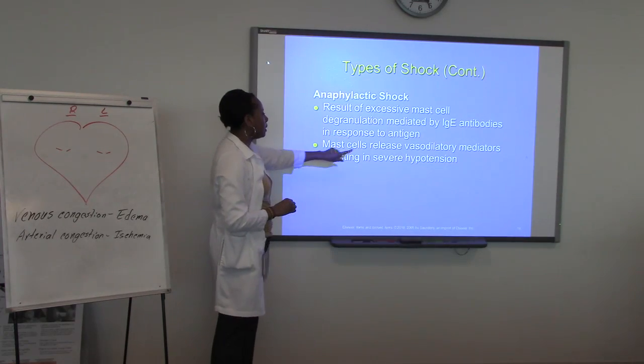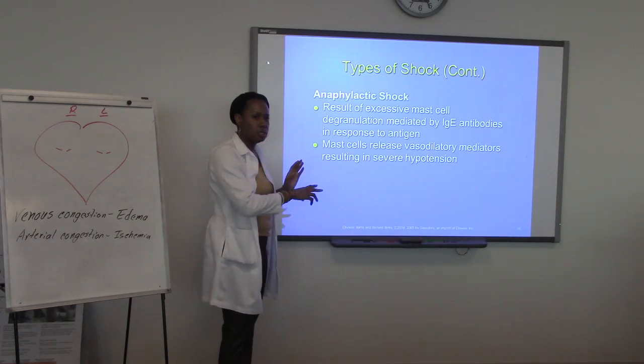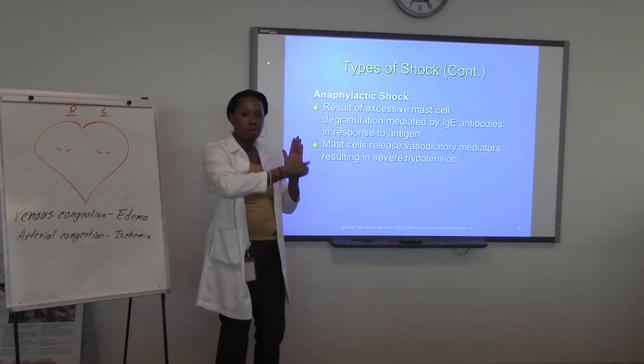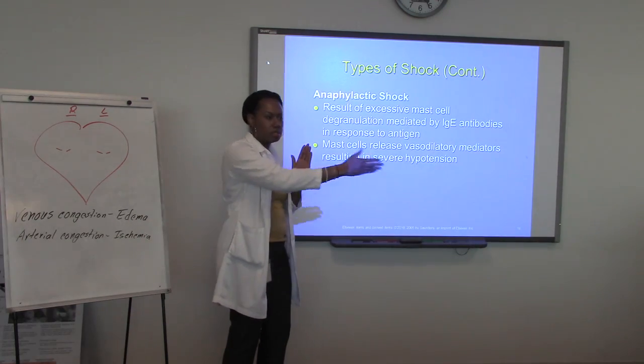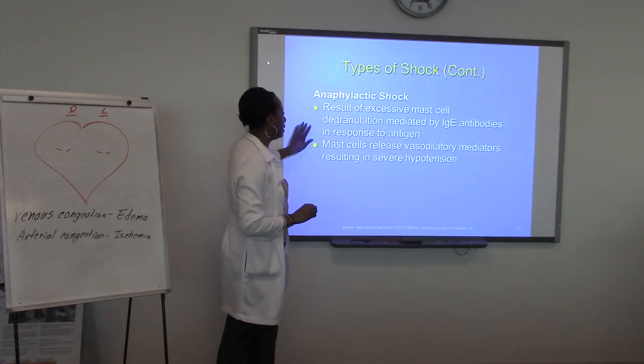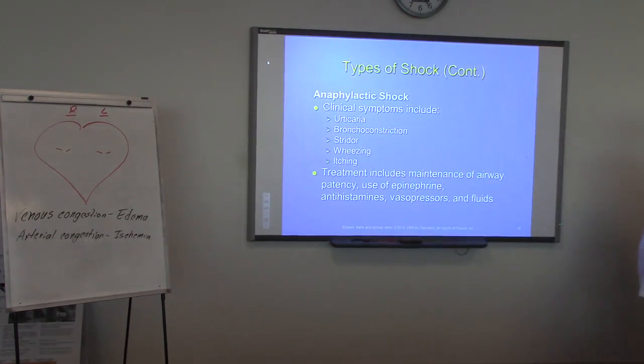So when they have that vasodilation, this will lead to severe hypotension, meaning that the blood pressure in that vessel is low, meaning that there's not enough blood to push forward. So, signs and symptoms when a person is undergoing anaphylactic shock.